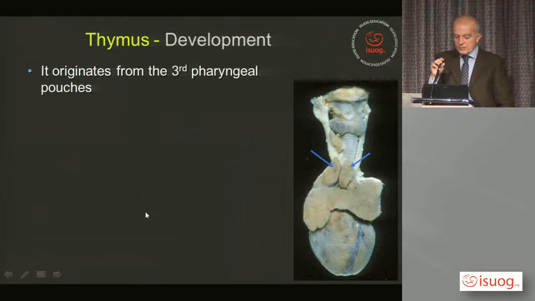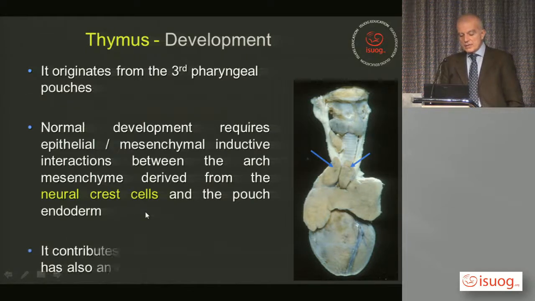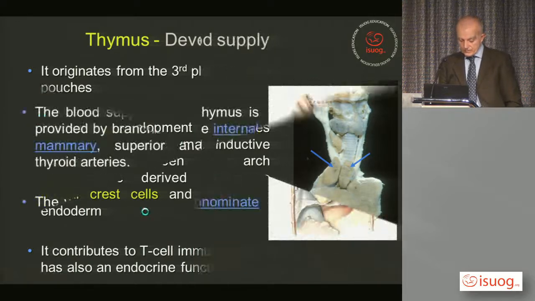A few notes from embryology and anatomy. It originates from the third pharyngeal pouches. It requires an interaction between epithelial and mesenchymal induction between the arch mesenchyme and the neural crest cell. And this is quite important because this is the link between all abnormalities of the pharyngeal arches, the thymus and the aortic arch, and the microdeletion 22q11, as I will tell you in a while. And of course, all of you know that it contributes to T-cell immunity and also has an endocrine function.